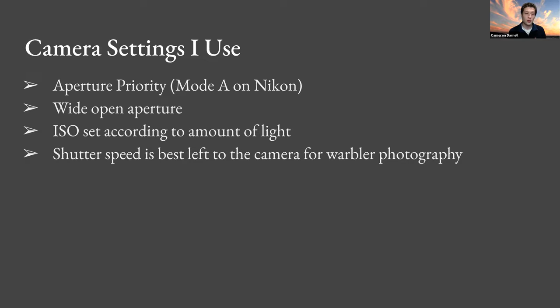I use a wide open aperture on this setting, which is F4 on my lens, to let in the most amount of light possible. I set the ISO according to the amount of light that's coming in to the sensor. And then the shutter speed, as I said, for warbler photography, is best left to the camera because they're moving so quickly.